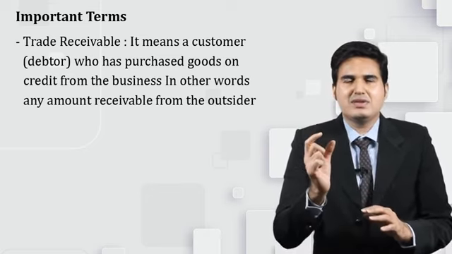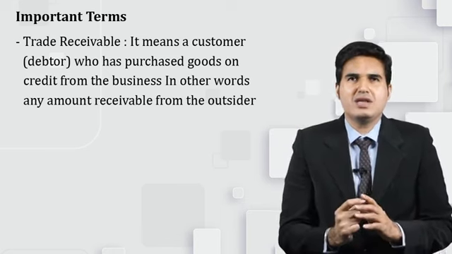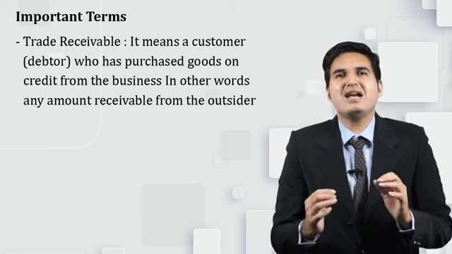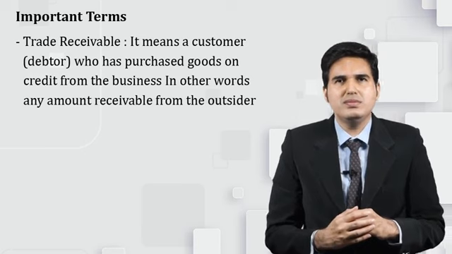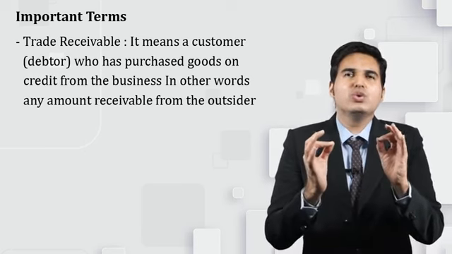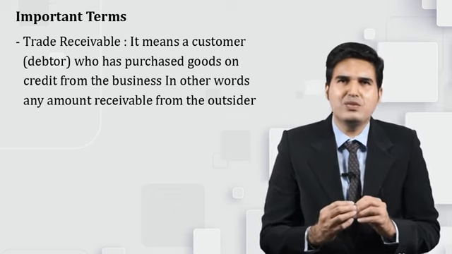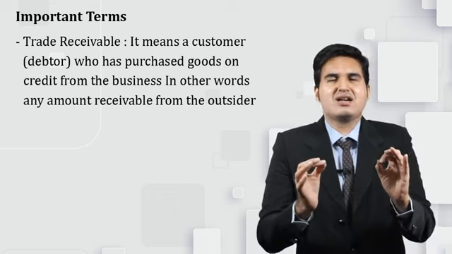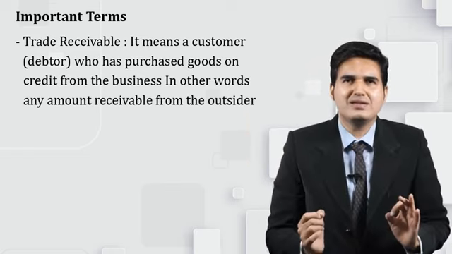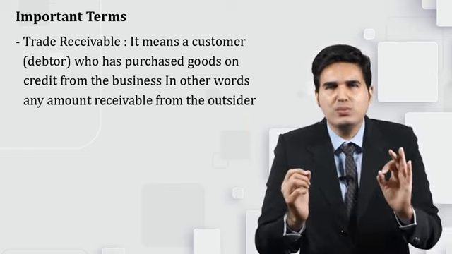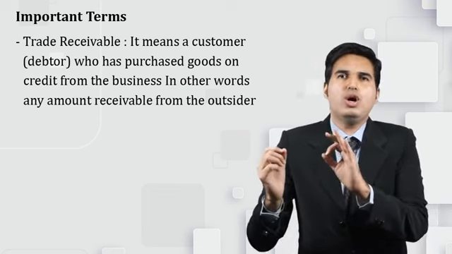Till the time the customer comes and makes the payment, that particular customer will be known as trade receivable or debtor. So this is another important term. In simple language, who is a trade receivable or debtor? To put it in simple words, it means a customer to whom the business organization has sold goods on credit.